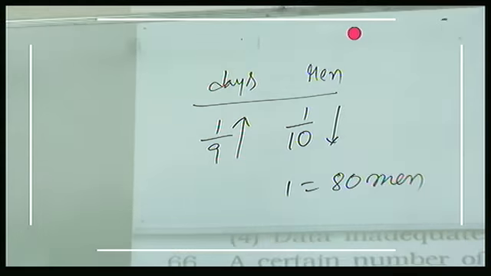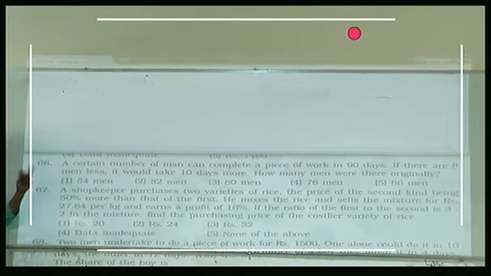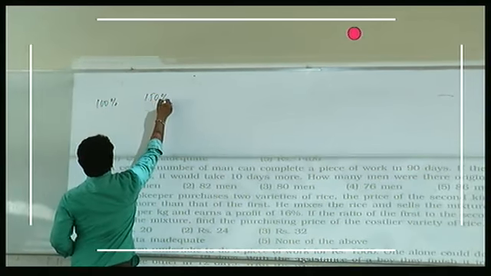67. A shopkeeper purchases 2 varieties of rice, the price of the second kind being 50% more than that of the first. He mixes the rice and sells the mixture for 27.84 per kg and earns a profit of 16%. If the ratio of the first to the second is 3:2, find the purchasing price of the costlier item. So you are asked to calculate the cost price of the second item. The second item's price is 50% more than the first item's price. Yes or no? So let's say the first item's cost price is 100%, the second item's cost price is 150%.